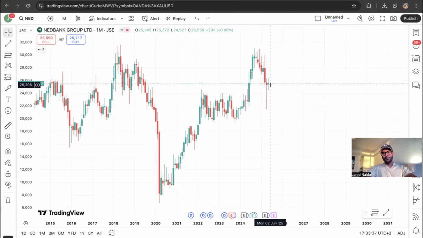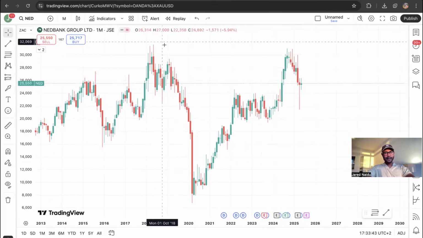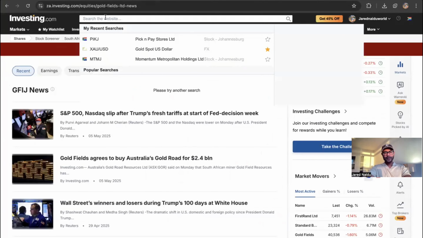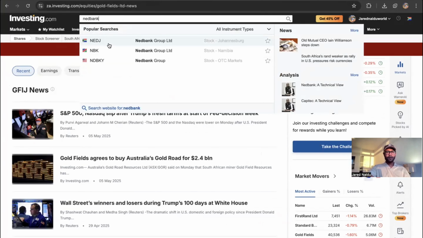It made a big push up. It took out all the sellers in the market, and now it's pushing back up, right? So I believe that NetBank is a good buy right now. But again, let's confirm by looking at NetBank. Let's look at NetBank on a fundamental aspect, right?